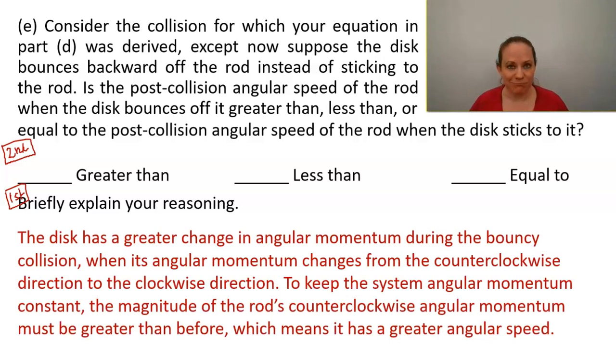So, the disk has a greater change in angular momentum during the bouncy collision when its angular momentum changes from the counterclockwise direction to the clockwise direction. To keep the system angular momentum constant, the magnitude of the rod's counterclockwise angular momentum must be greater than before, which means it has a greater angular speed.